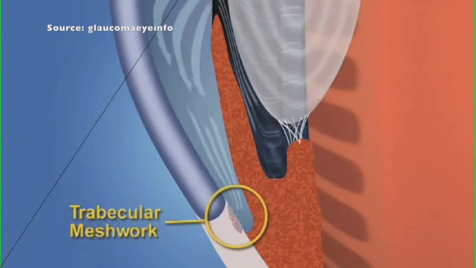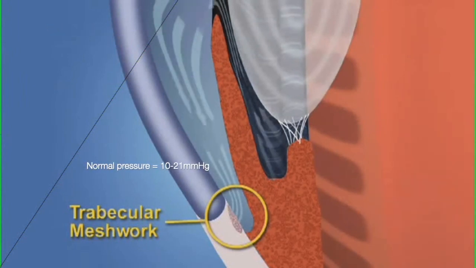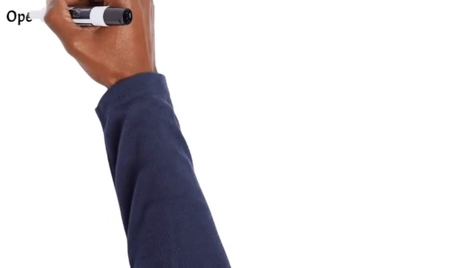Physiologically, this flow of aqueous humor generates an average intraocular pressure between 10 to 21 millimeters of mercury. An overproduction or suppressed outflow of the aqueous humor results in an increase in the intraocular pressure greater than 21 millimeters of mercury, and this is what ultimately leads to glaucoma. There are two main types of glaucoma: open-angle and closed-angle glaucoma.